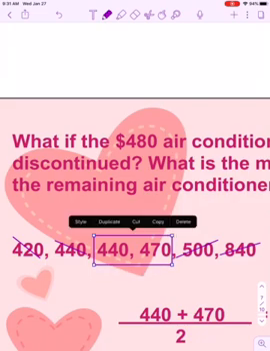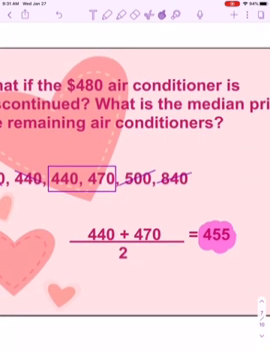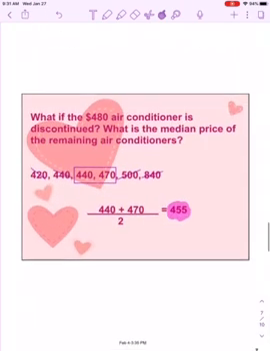So when that happens, when you have 2 medians, you add them up and divide by 2. You're finding their average. So then that puts my median at 455 because I add the 440 and the 470 and then divide by 2 to find the middle of those. So those are your options with medians. You're either going to have 1 in the middle or you're going to have 2 that you have to average out to get your median.